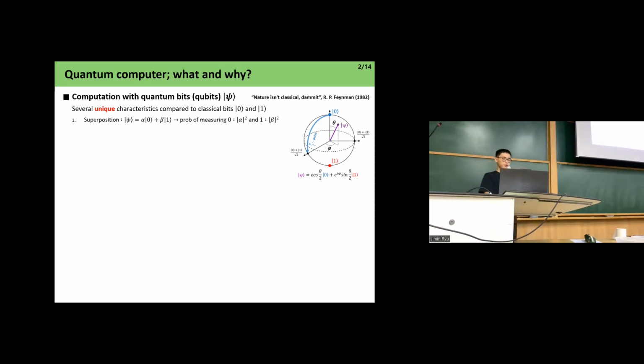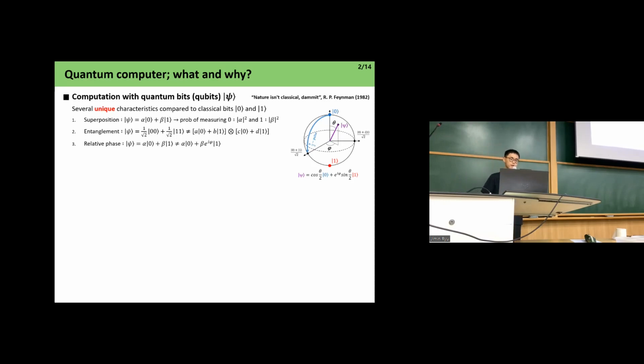Another characteristic is entanglement, meaning that you cannot separate a larger state into 2 separate smaller ones. For instance, if you define qubits as follows, this is called the Bell pair state. You cannot divide the Bell pair space into 2 individual qubits because they're entangled. There's no such property in classical bits. However, for quantum cases, it is totally possible.